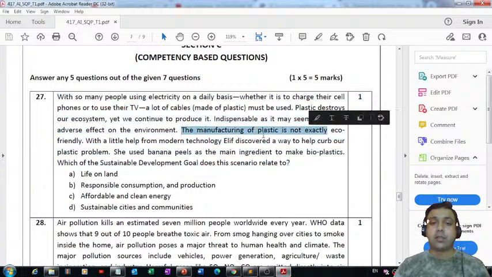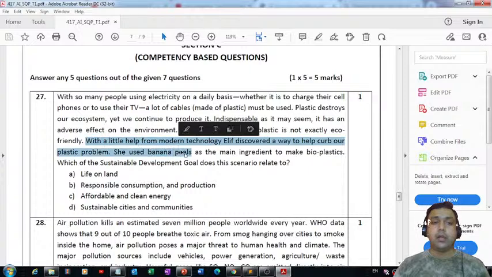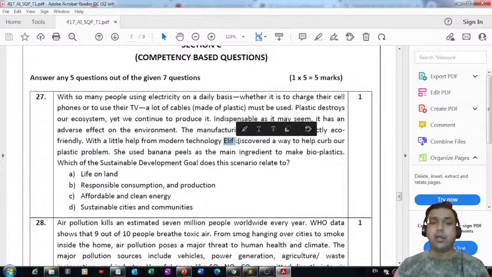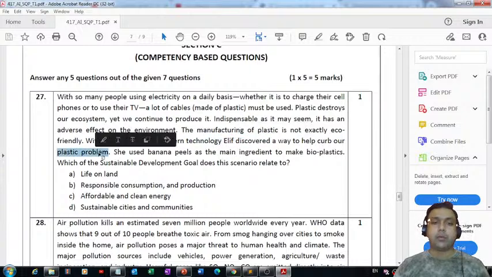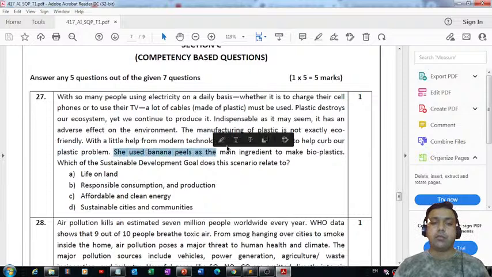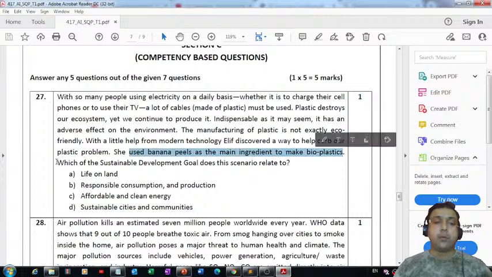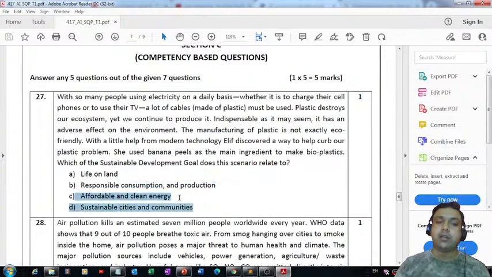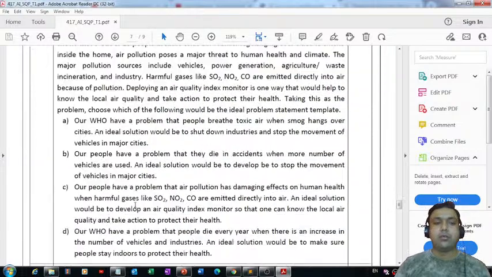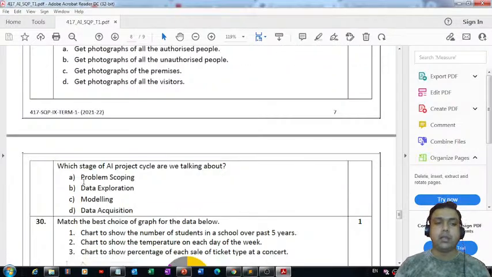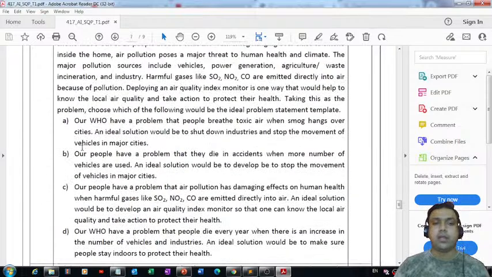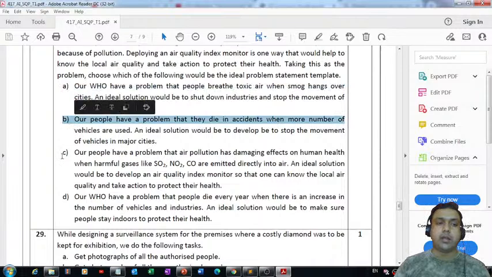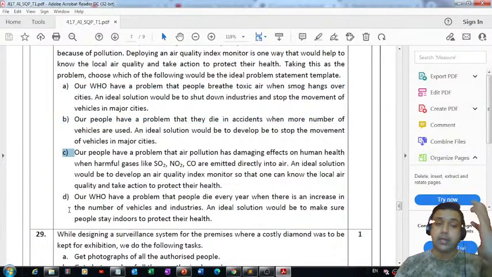The manufacturing of plastic is not exactly eco-friendly. With the help from modern technology, Elif discovered a way. So this is the name of a person. So she discovered a way to help curb our plastic problem. She used banana peels. So this girl used banana peels as a main ingredient to make bioplastics. So which of the sustainability development goals does this scenario relate to? It relates to affordable and clean energy, right? It's very easy. So if you have understood the meaning of these questions, definitely you will be able to find out the correct answers. Otherwise, it is going to be a little bit tough for you.